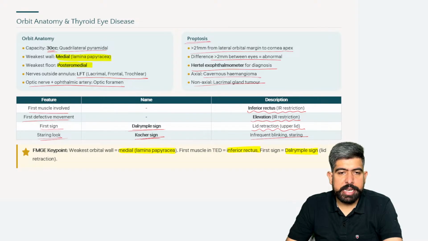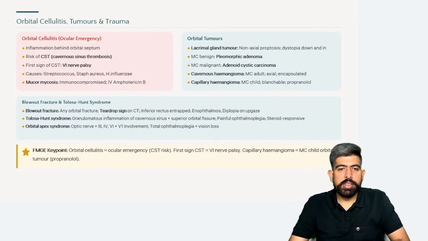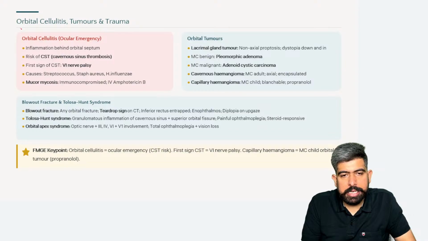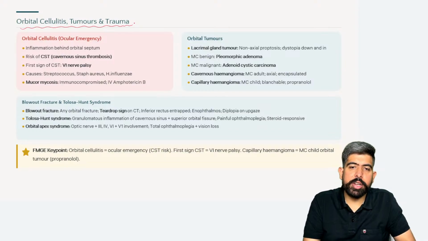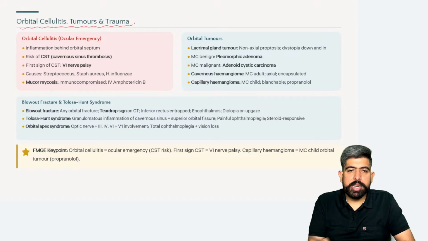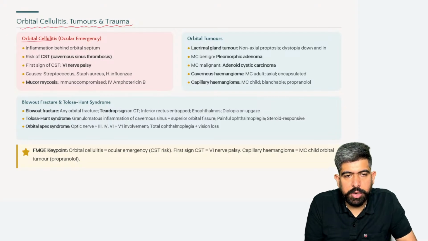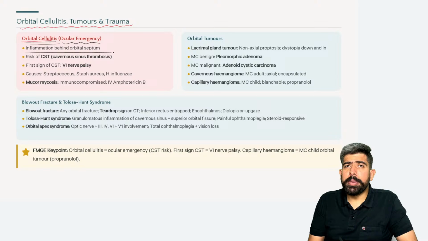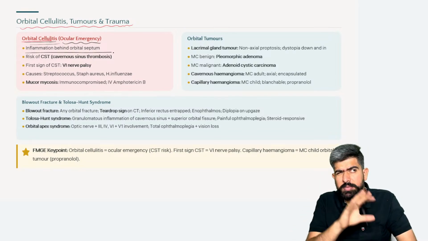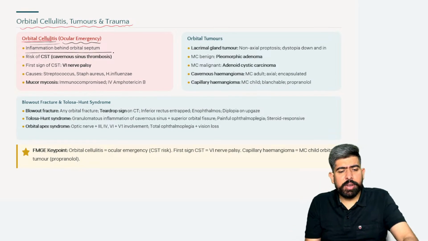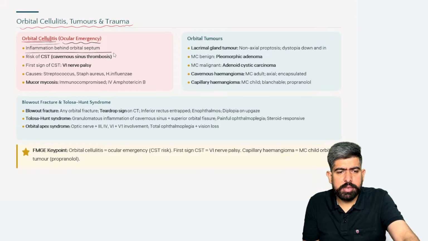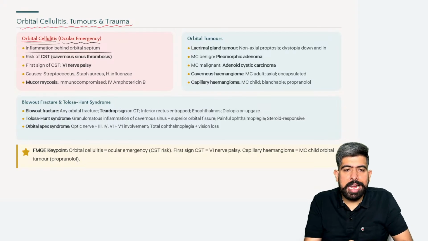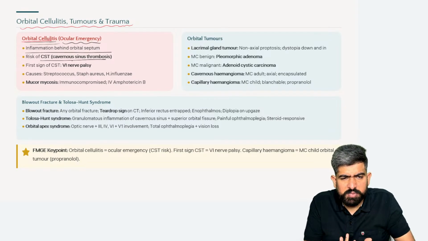Now, moving forward, the next topic is orbital cellulitis, tumors and trauma related to the orbit. Now listen to this part, very important. First of all, orbital cellulitis. This is an ocular emergency. In this, there is inflammation behind the orbital septum, in the fatty tissues, and there is a risk of cavernous sinus thrombosis.